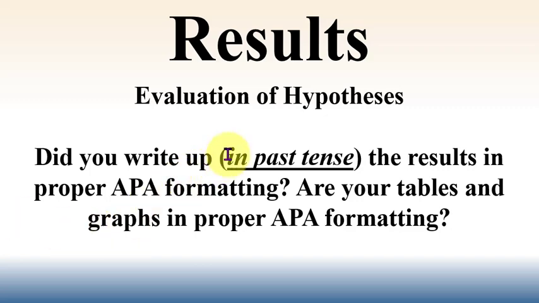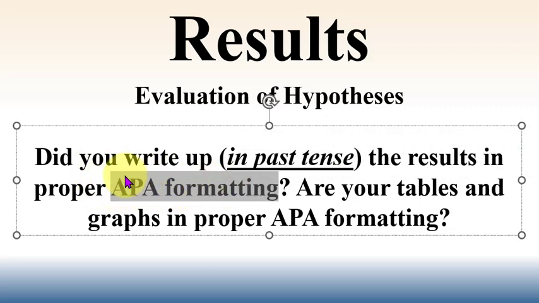First thing, use past tense. Always use past tense when you're writing about the results because you already ran the tests, okay? Number 2 is make darn sure that it's in APA formatting. We're up to APA 7, I believe. There's plenty of online resources that you could check.